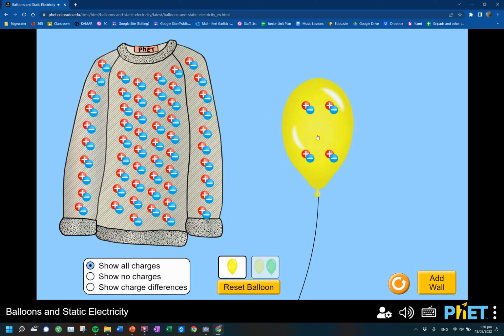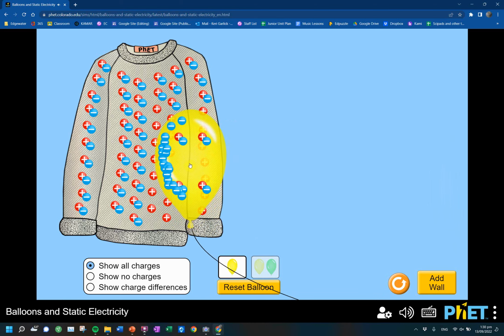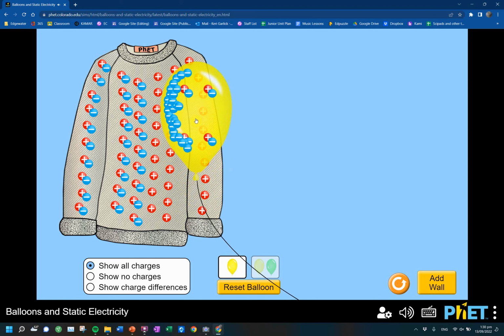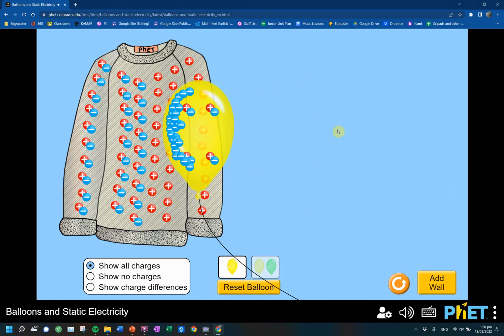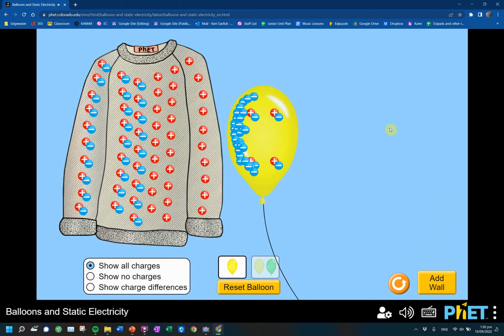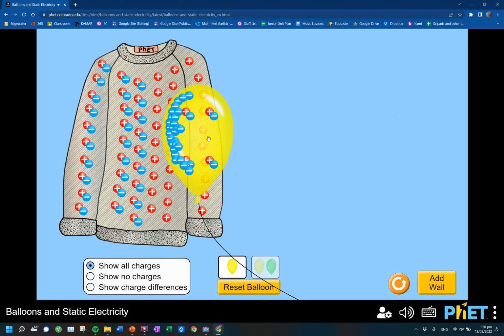All right. What I'm going to do is take this balloon and rub it against the sweater. It's getting more what? The negative, the electrons. What's happened to the sweater? It's more positive because it's lost that negative charge, hasn't it? All right. What do you think is going to happen when I let go of the balloon? It's going to stick to it. So what does that tell us? It's sticky. It tells us that opposite charges attract.